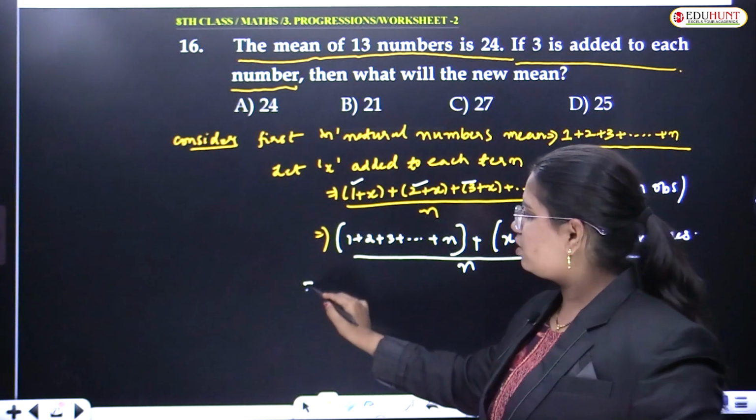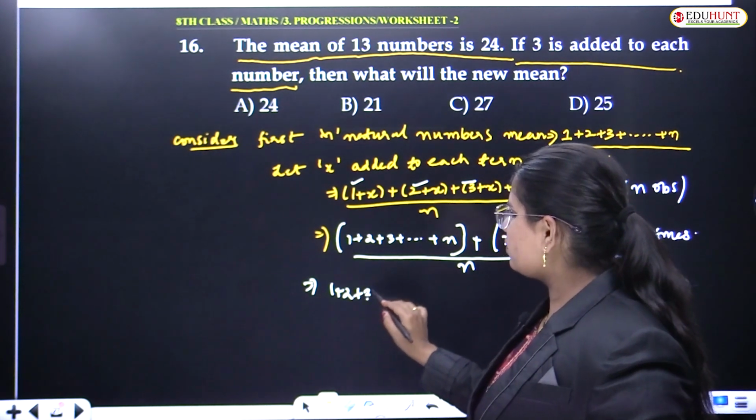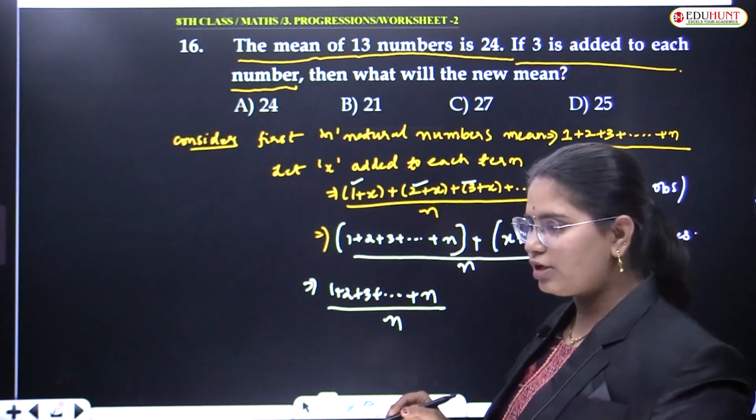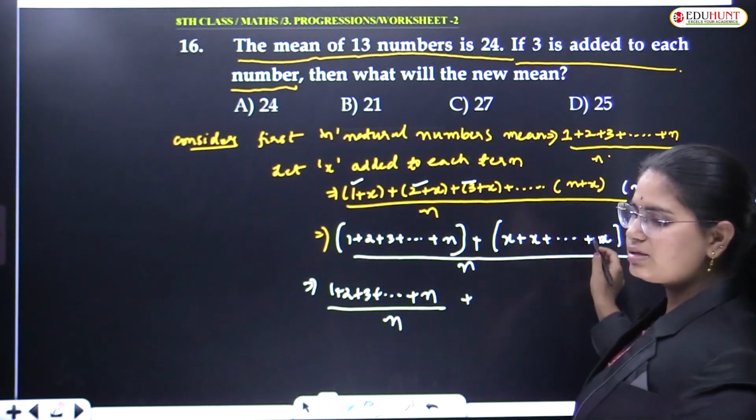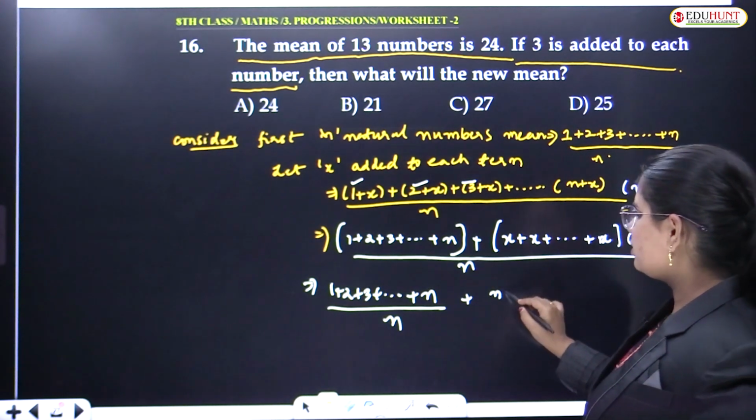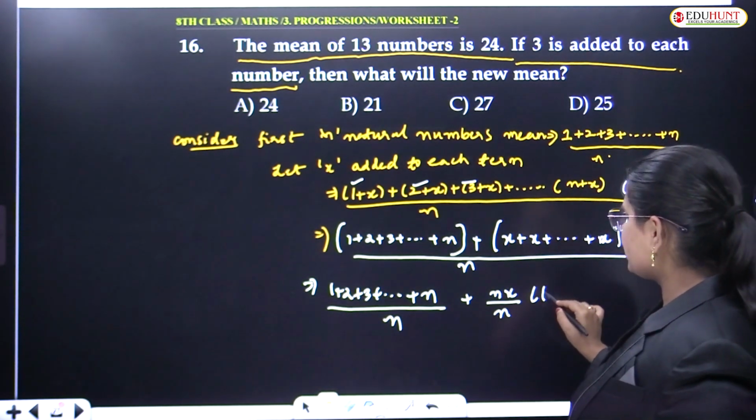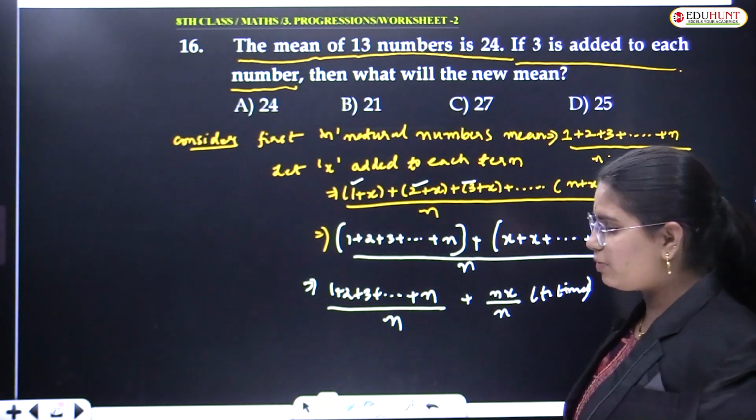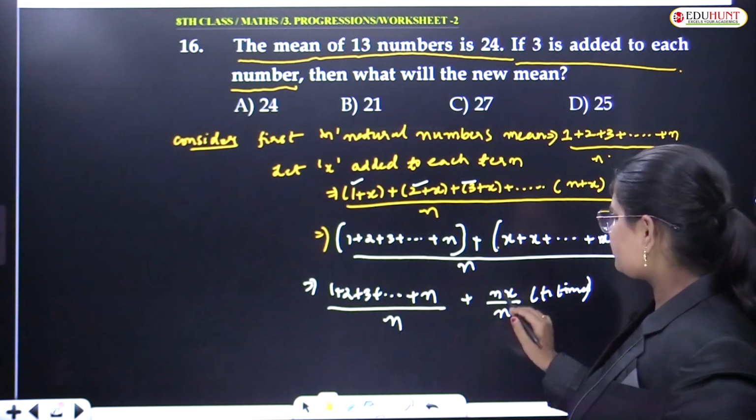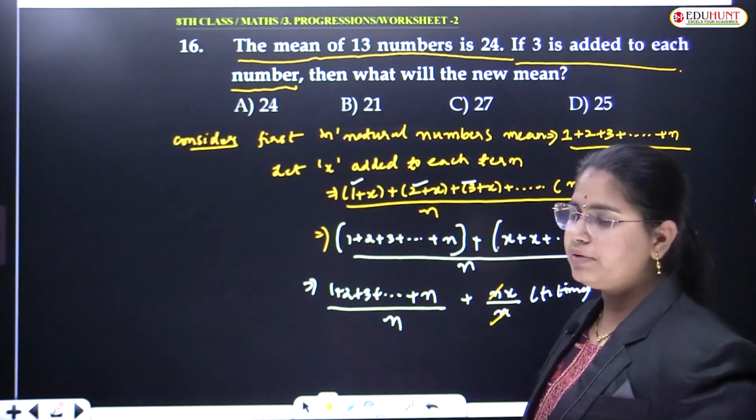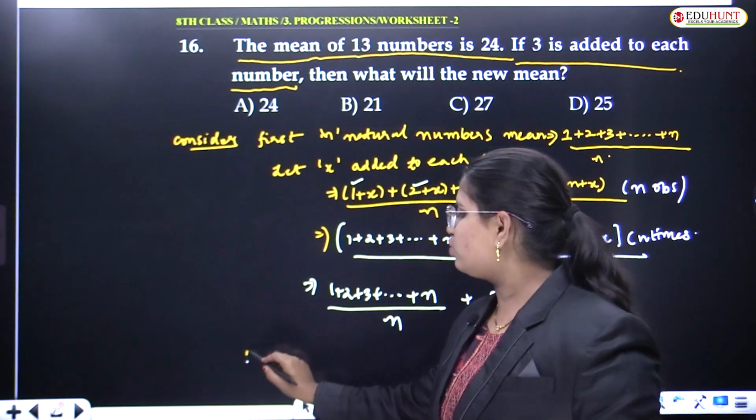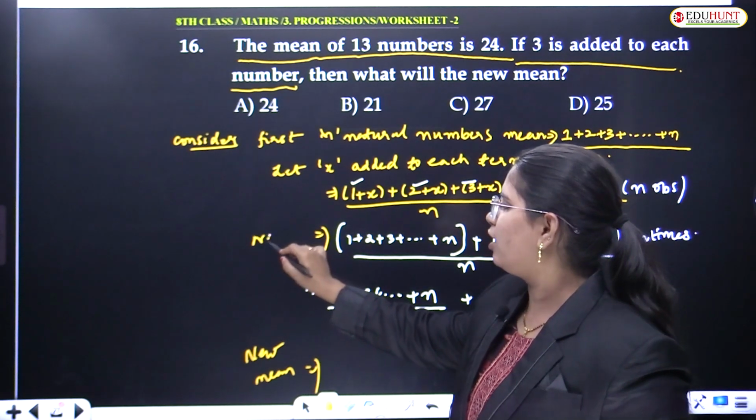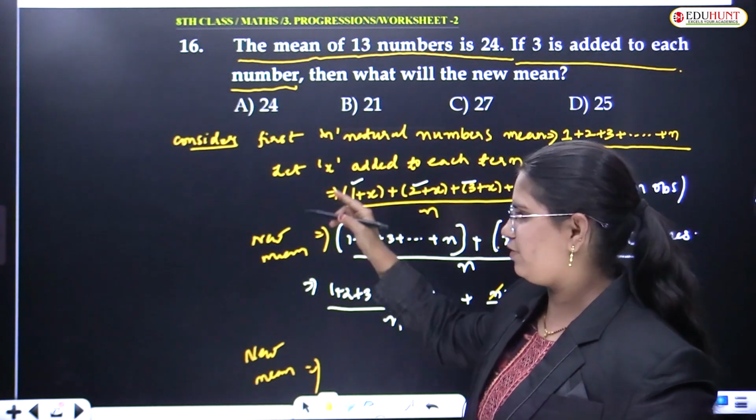Just split this fraction. What am I going to get? 1 plus 2 plus 3 and so on up to n divided by n, and at the same time x is added n number of times, which is nx by n. Cancel n and n. So, my new mean is equal to the old mean, plus x. I am just adding x to the previous one.